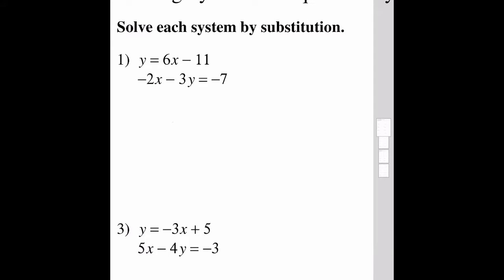Number 1. Step 1 wants us to put one of our equations in y equals or x equals form. We already have one. So I'm going to take what y equals and plug it in there for step 2. Step 2 says to rewrite the equation, but when you get to the y, plug in what y equals into the equation. So 6x minus 11. Close the parentheses because it's more than one term, equals negative 7.